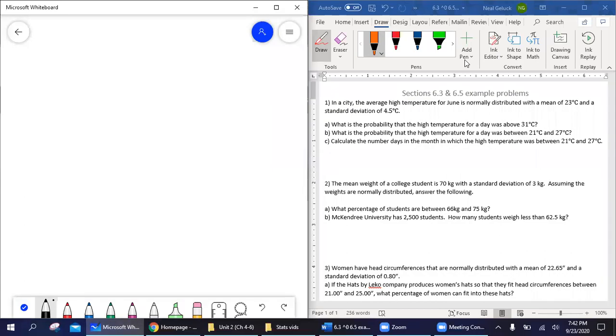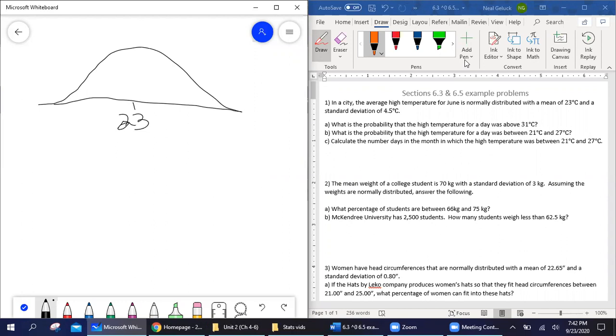Some extra example problems for section 6.3 and 6.5, because we're talking about word problems here, which usually we need a little more help on. For number one, we're looking at the high temperatures in some city. They have a mean of 23 degrees Celsius. That'll go in the middle. Standard deviation of 4.5. Part A, what's the probability that the high temperature for the day was above 31?